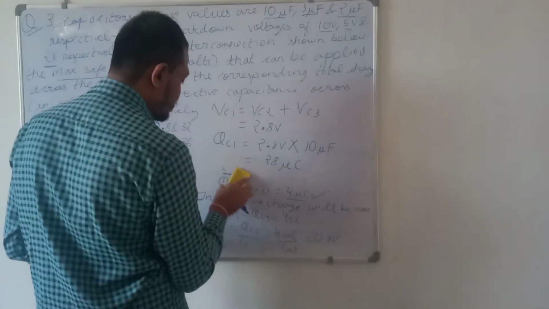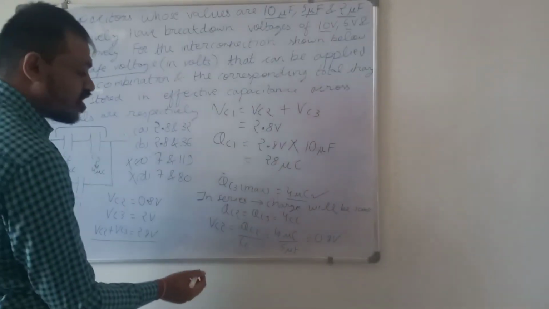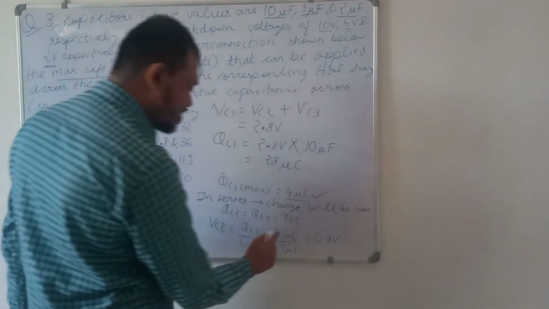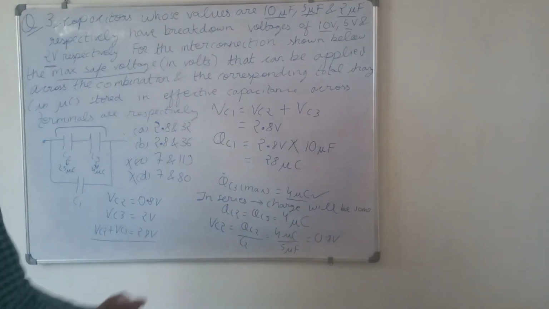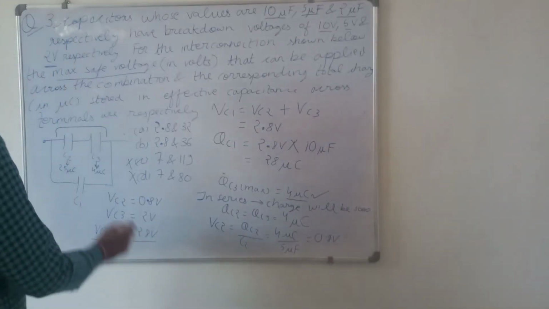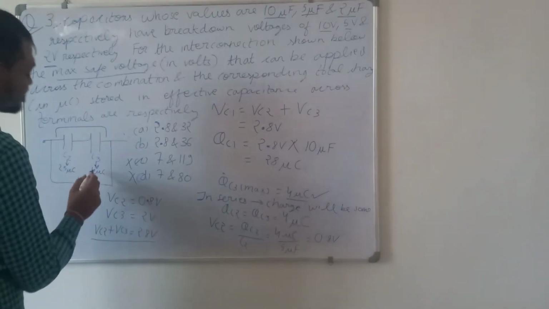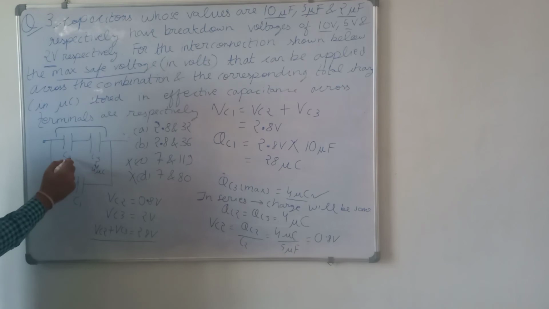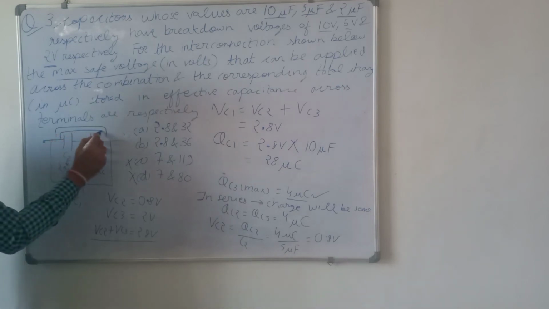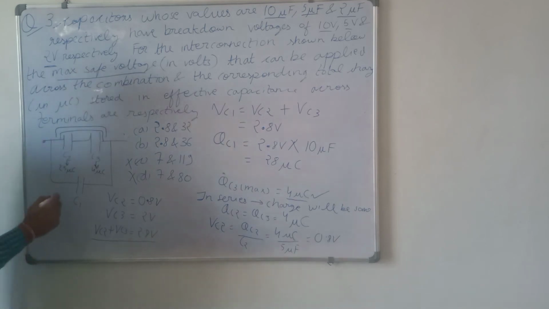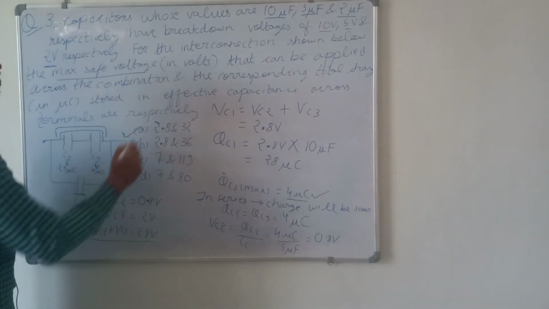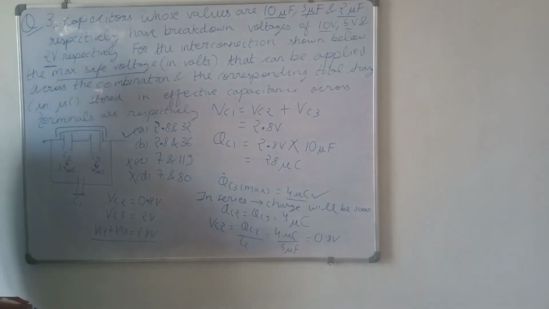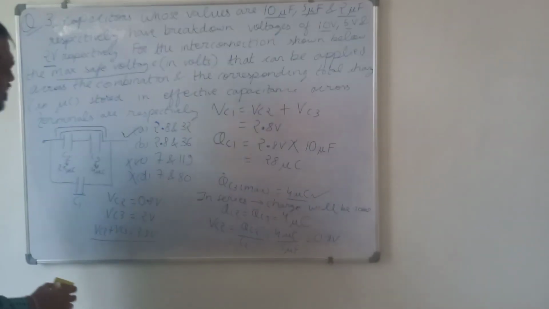So QC1 is equal to 28 microcoulomb, and we have already found QC2 equal to QC3 equal to 4 microcoulomb. In parallel the charges will add. The charge across the series combination is 4 microcoulomb and the charge across C1 is 28 microcoulomb. If we add the two charges, it comes out to be 32 microcoulomb. So the correct option is 2.8 volts and 32 microcoulombs.